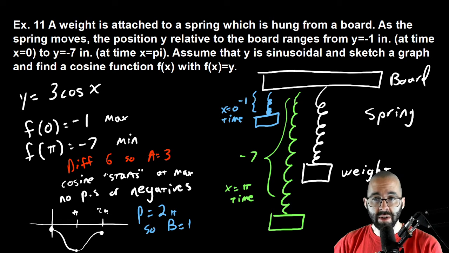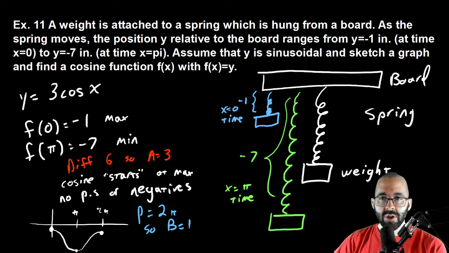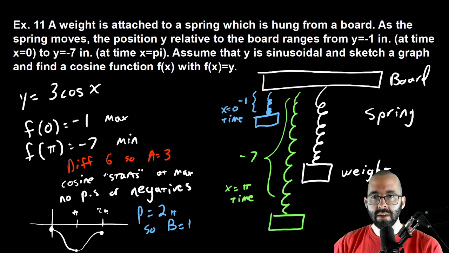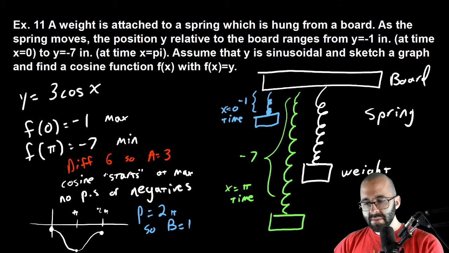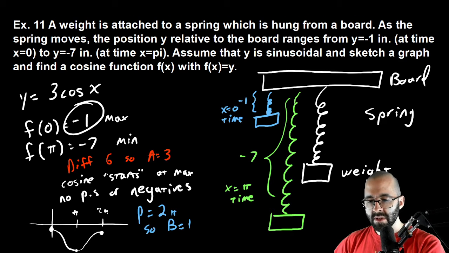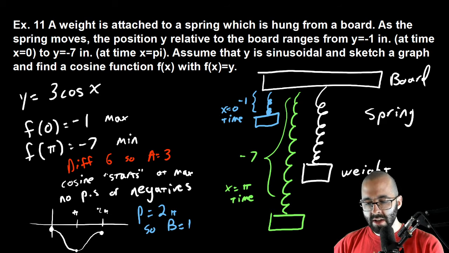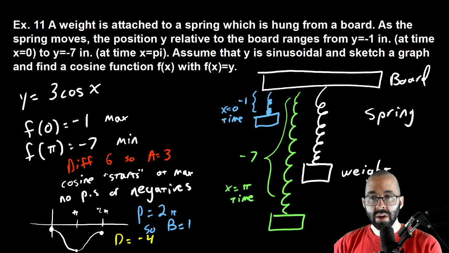But we do have a midline, right? The midline is not y equals 0. We have a vertical shift here. Where's the middle between the maximum and the minimum? Well, the amplitude is 3. So we could just either go 3 down from -1 or 3 up from -7. Either way, we're going to get -4.